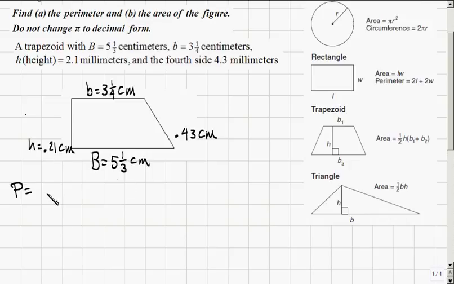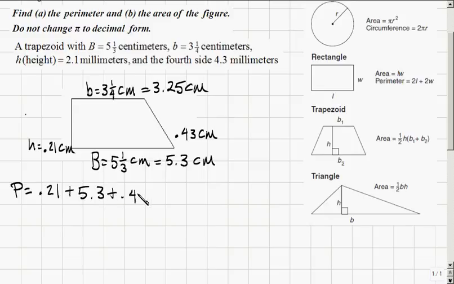And again, before we even do this, we should convert the fractions to decimals as well. We realize that 3 1/4 is the decimal equivalent to 3.25 centimeters, and 5 1/3 centimeters is equivalent to 5.3 centimeters. So let's use these decimals completely in our problem. The perimeter, therefore, will be 0.21 plus 5.3 plus 0.43 plus 3.25.